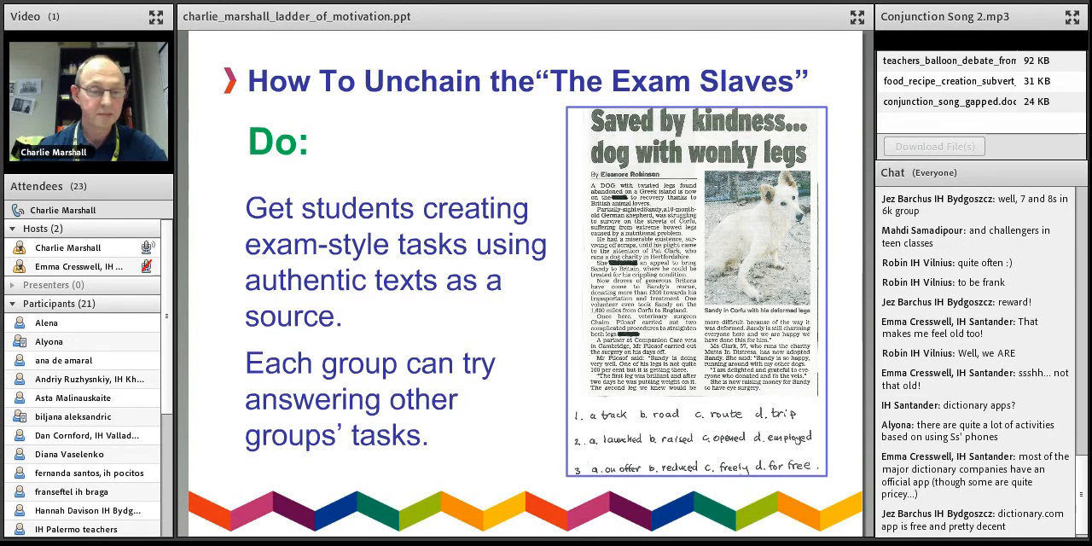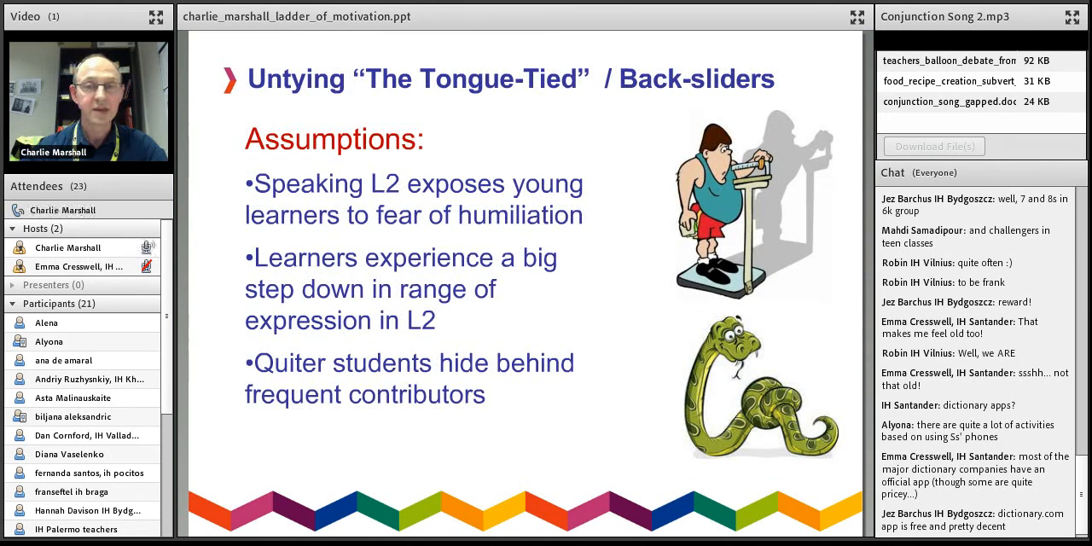Okay, and I think we're going to move on now to the next group. Yes, I've put the tongue-tied and the backsliders together. Now, I think one of the big problems for both of these groups is that speaking in L2 does expose young learners to fear of humiliation. It can be very, very embarrassing if their mates don't think it's cool to speak in the language that you're trying to teach them.